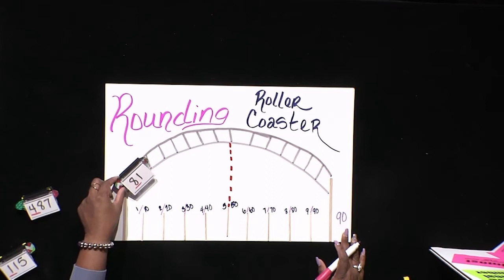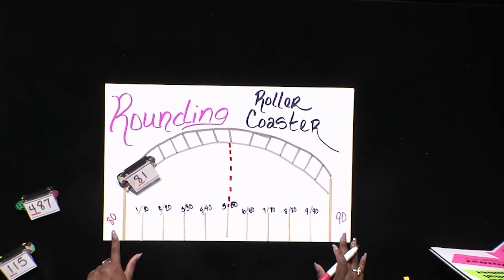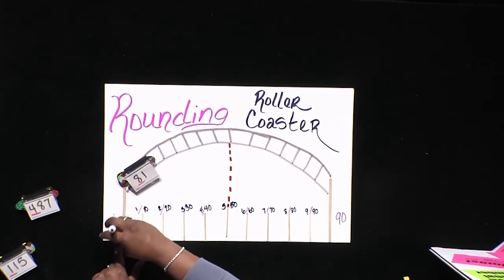So now let's see. We ride the roller coaster. We're at 1. Which of our range are we nearest? That's right. We're nearest the 80. So what do we round to? 80. Great. Let's do one more.